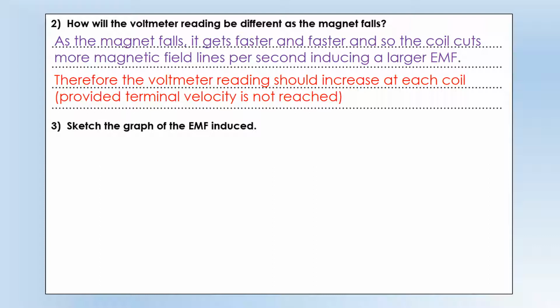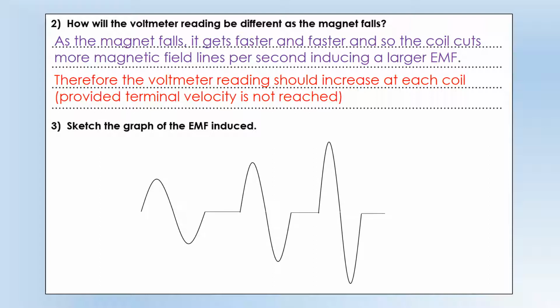What's the actual EMF going to look like, and how is Lenz's law going to make that prediction? The graph is going to look like this, and this is why we're going to need Lenz's law to explain what's going on. First of all, you can see as we go along here, the EMF is clearly increasing. This is coil 1, this is coil 2, this is coil 3, and in between, where it's not going through a coil, we're not getting any EMF being induced.